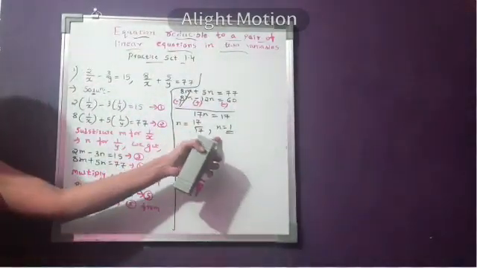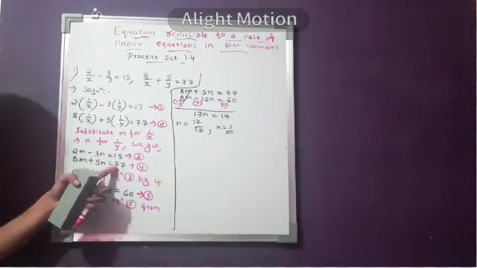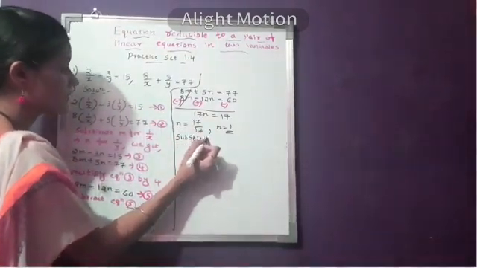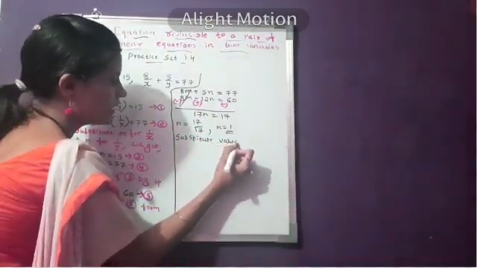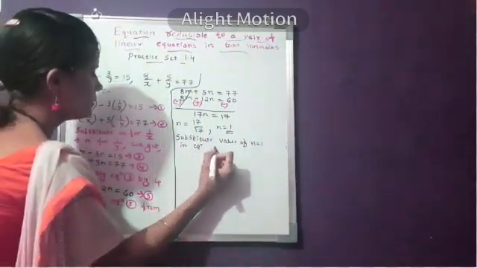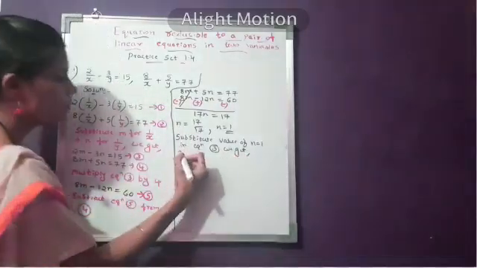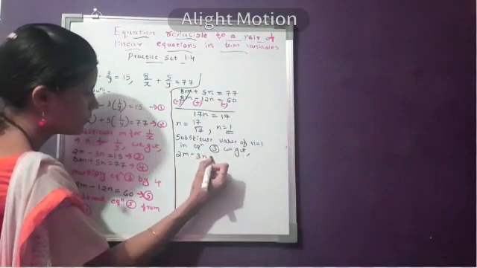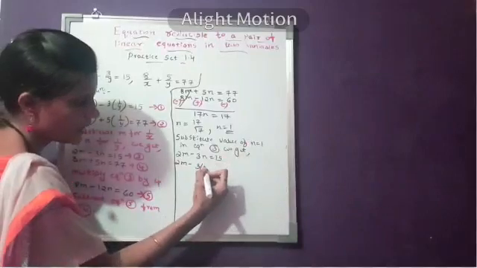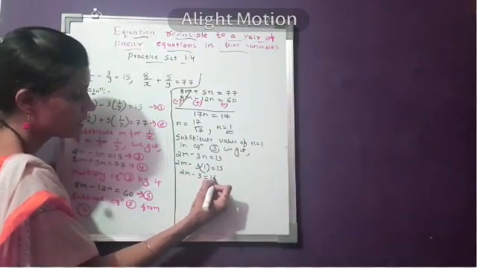Now, you have to substitute this value of n in any equation, equation number 3 or equation number 4. Substitute the value of n equal to 1 in equation 3. We get, in equation 3, 2m minus 3n equal to 15. 2m minus, instead of n I am going to put 1, equal to 15. 2m minus 3 is equal to 15.